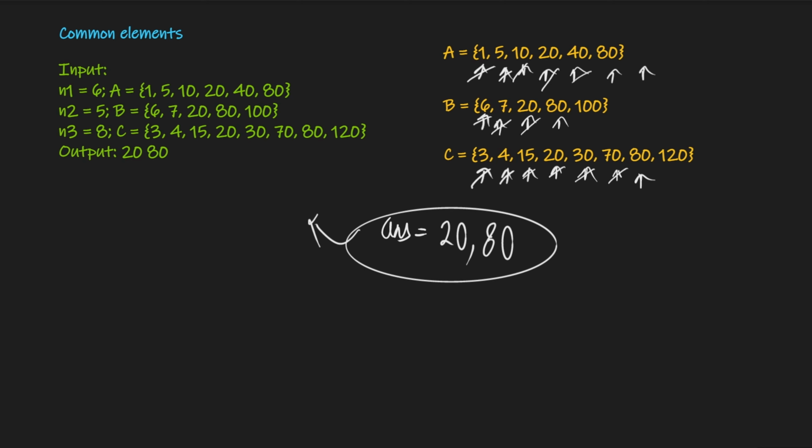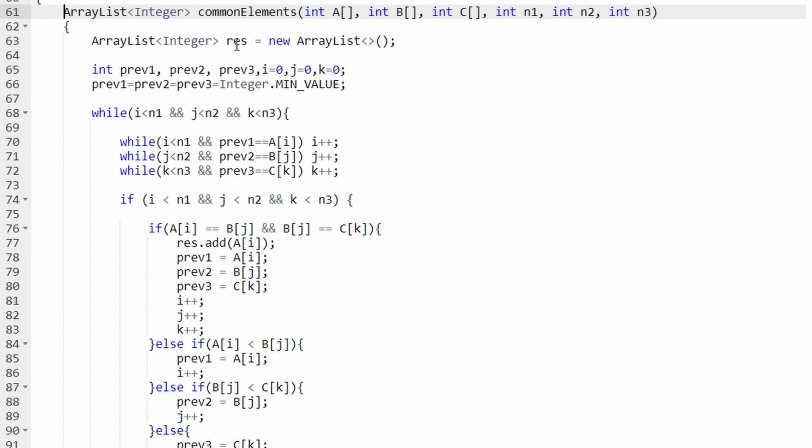Let's see the code now. So for solving this problem, common elements, we are given array A, B and C with corresponding sizes, and we have to return array list.